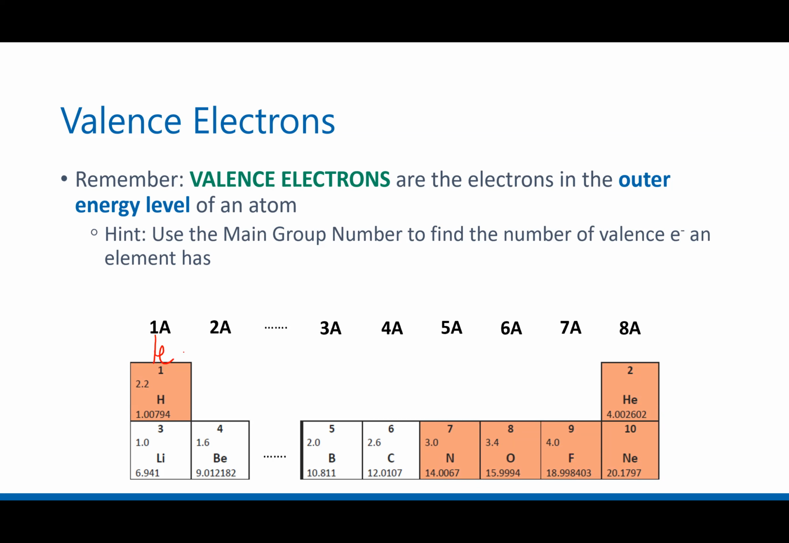Group 1A has 1 electron, 2A has 2 electrons. This we would call on the periodic table 13, 14, 15, 16, 17, 18, and they have the number of electrons after the number 1. Again, we did this last class, so you guys should be okay with this.